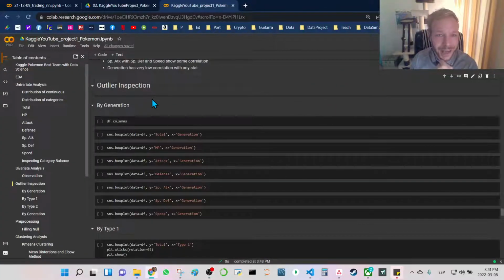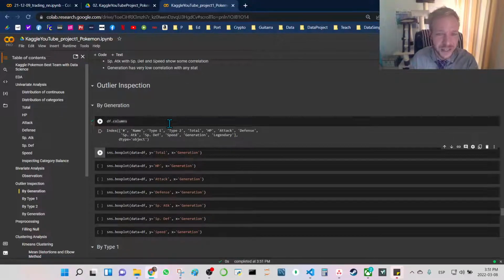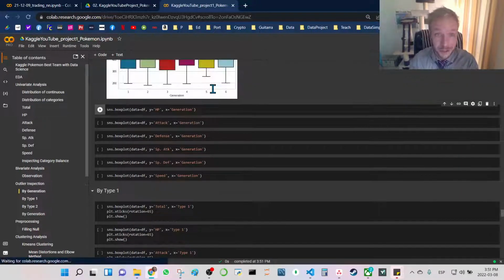All right, getting into the outlier inspection. So we're going to start looking at the outliers by generation, giving us a little bit of context to where the outliers are appearing. And we're going to look at each of the statistics and get a good sense for where these outliers are occurring and where the most extreme outliers are occurring.